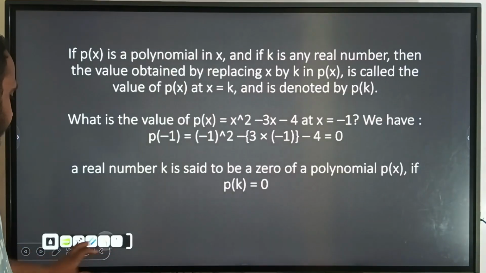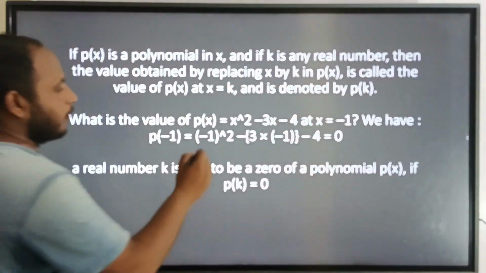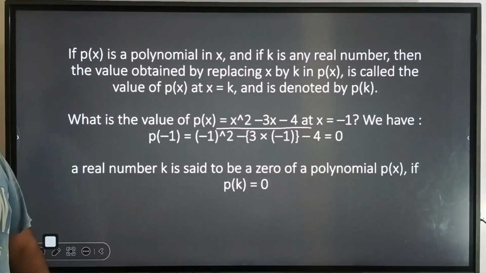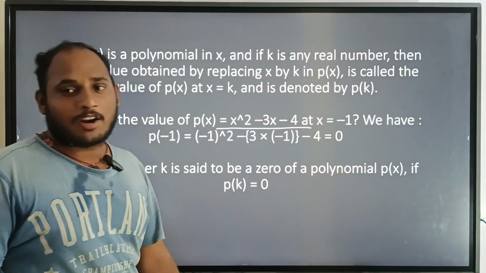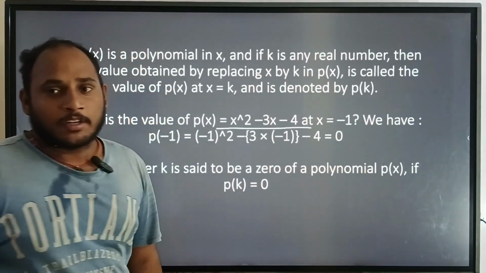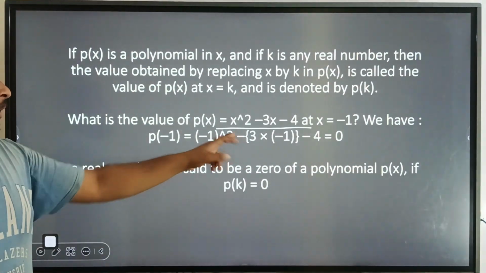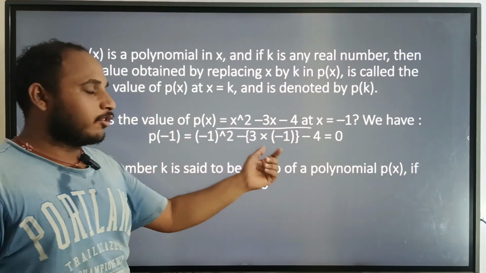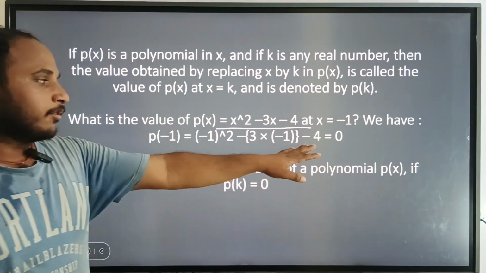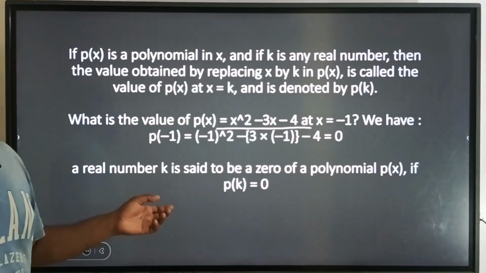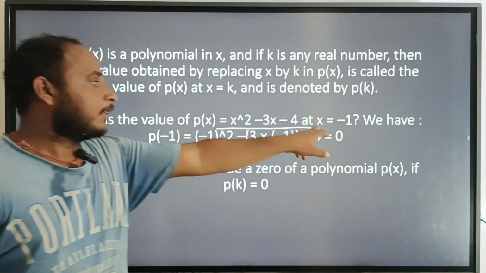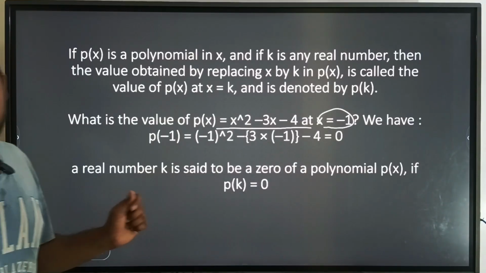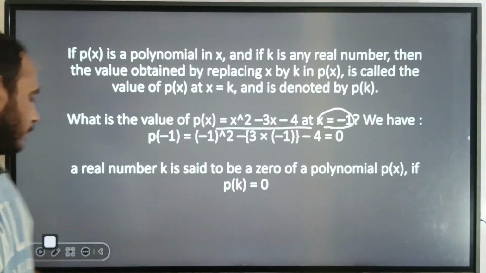Suppose x square minus 3x minus 4 is the polynomial. Now we have to find the value of the polynomial at x equals minus 1. We substitute minus 1 in the place of x. We get minus 1 square minus 3 into minus 1 minus 4, which equals 0. If the value of the polynomial is 0, then x is said to be the 0 of the polynomial.